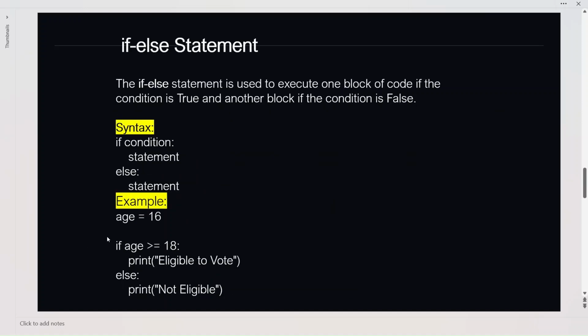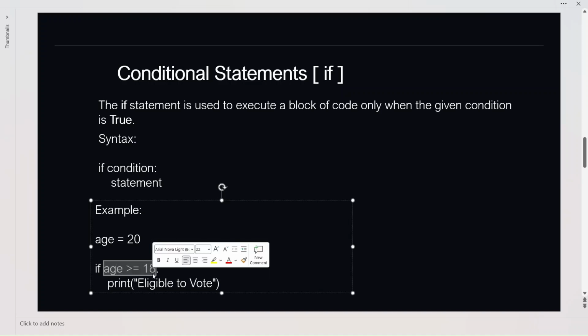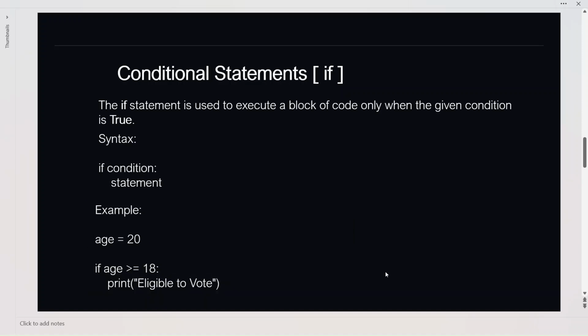See, this is the example. I gave a is equal to 20. If a is greater than or equal to 18, this is the condition. Then the statement is print eligible to vote. What is the output? The age is 20 and the eligibility to vote is 18 years, so the given condition is satisfied. It will print eligible to vote. Okay, we will see it in the execution.